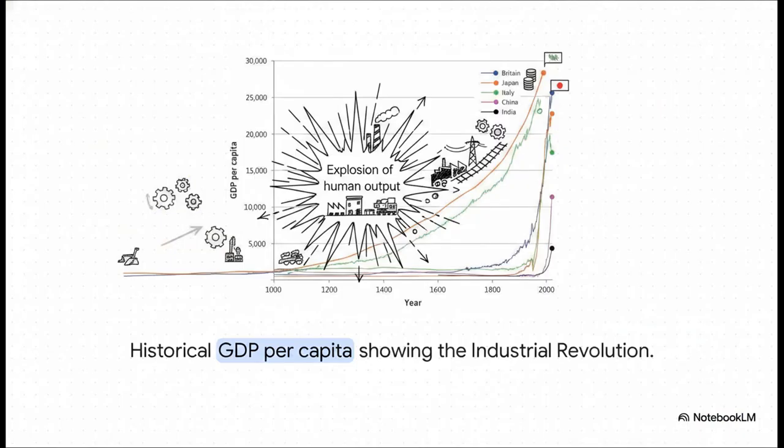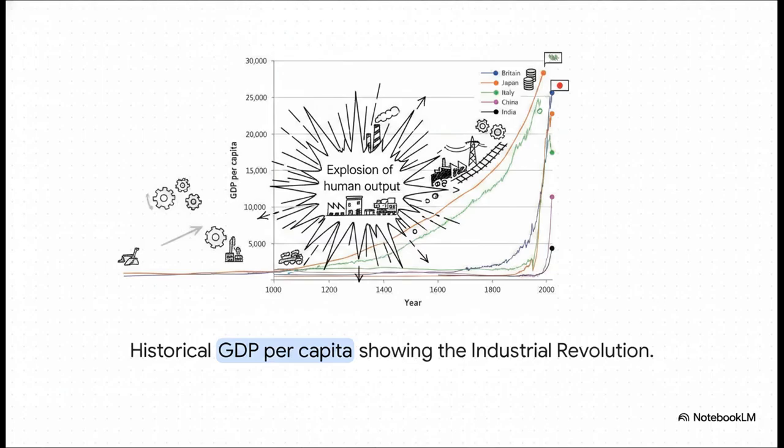Now, before we get into the actual math of how we measure the economy, we really have to look at the grand scheme of human history. Just take a look at the dramatic shape of this graph. Spanning 1,000 years, this is what economists call a classic hockey stick curve. Basically, global wealth, measured as GDP per capita, practically flatlined for centuries. For hundreds of years, the standard of living barely budged from one generation to the next.